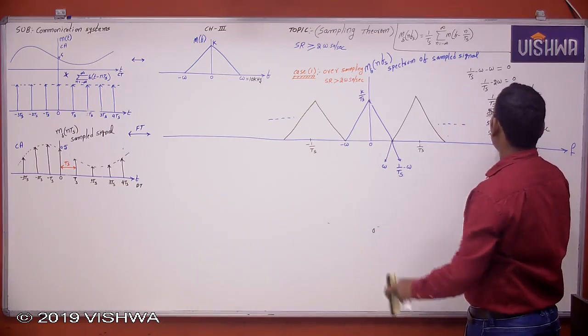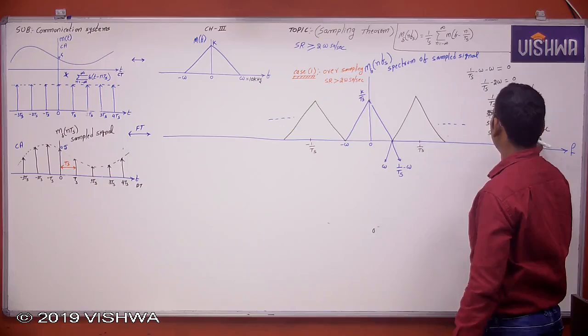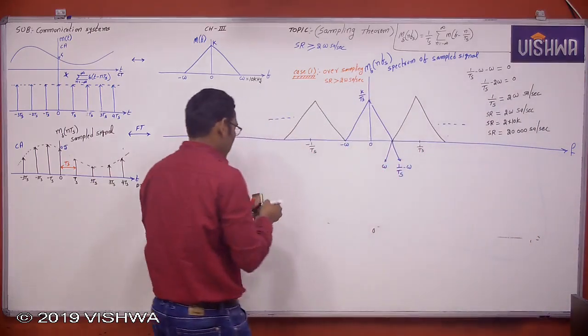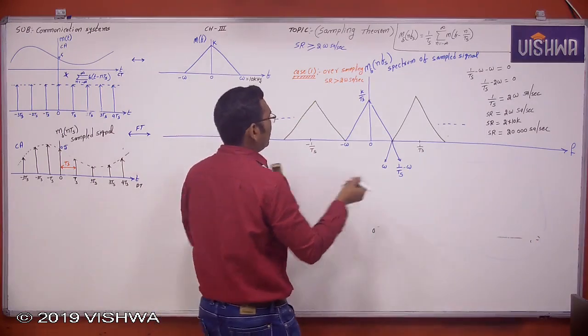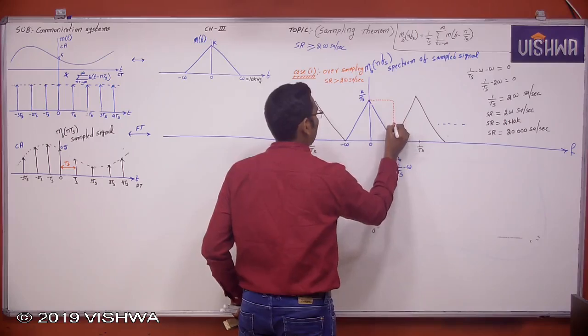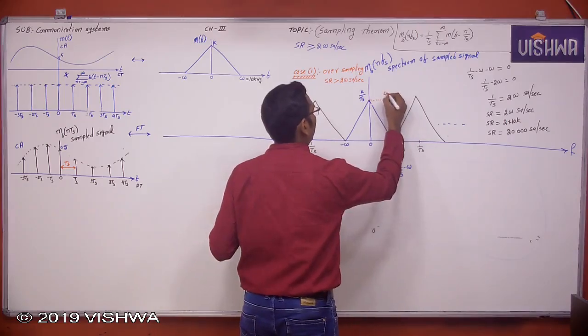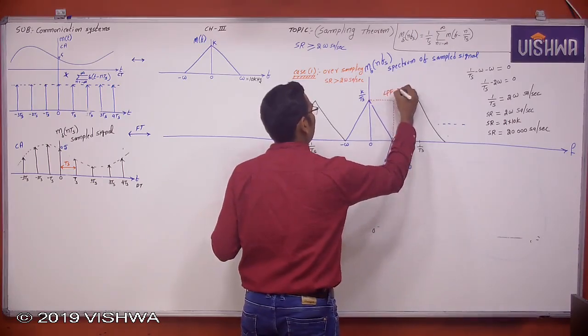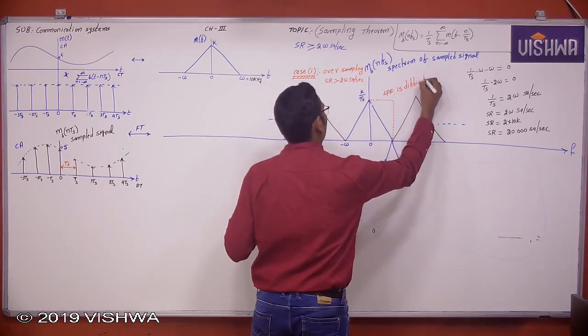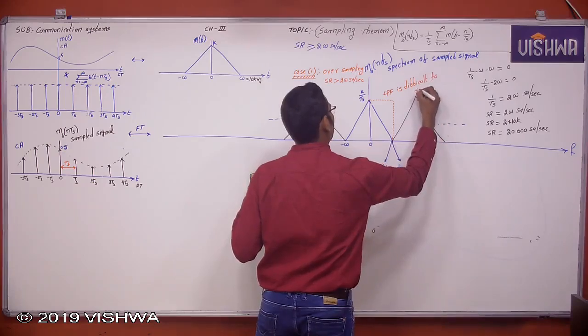Now if you are transmitting exactly 20,000 samples, your spectrum appears like this. In such cases, filter design is very, very difficult for us. This low pass filter is difficult to realize, and it is difficult to reconstruct the signal back.